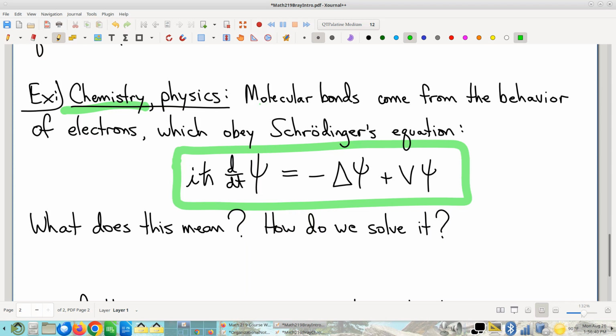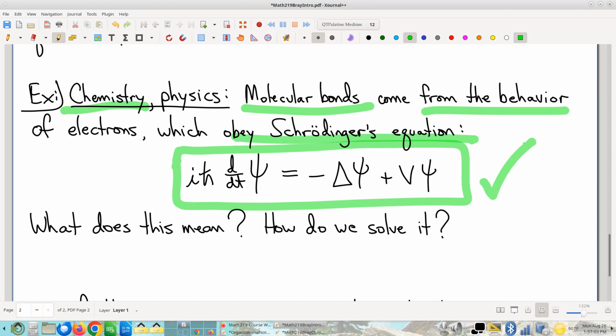The answer is chemistry is about molecular bonds. I think that's a pretty easy pitch. Molecular bonds basically come from the behavior of electrons. That's just how that works. And how do electrons behave? Well, they obey Schrodinger's equation. So this is very fundamental. If you get right down to it, how does chemistry work?